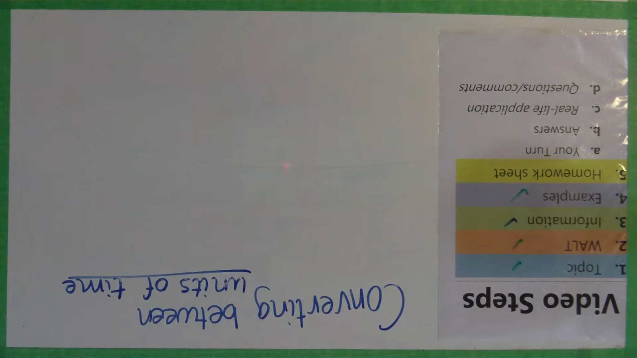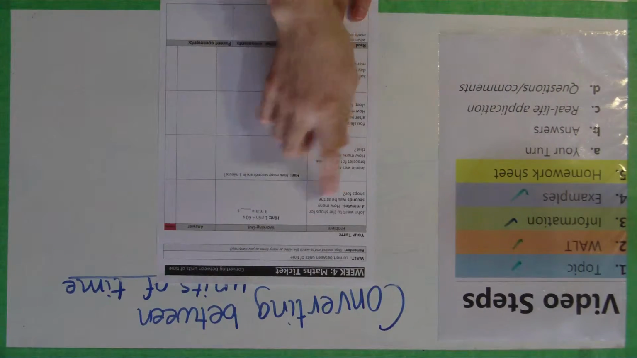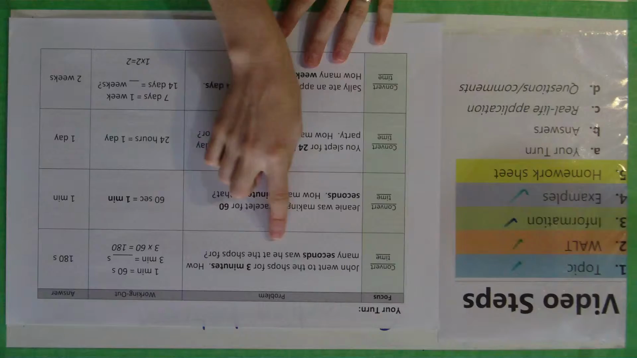So now that we've looked at some examples, let's look at the homework sheet. On your homework sheet there are 4 questions, and that's just showing you what it looks like on your homework sheet. This is a zoomed in version. So here we've got John went to the shops for 3 minutes. How many seconds was he at the shops for?